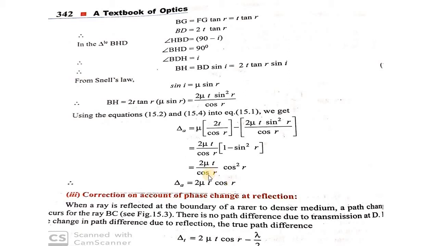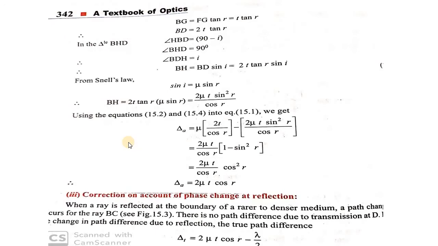Now what happens next is the correction on account of phase change at reflection. We already discussed in the last class that when a ray travels from a rarer medium to a denser medium, at the boundary there occurs a path difference, normally equivalent to lambda by 2. This path difference gets added to the path difference between the interfering waves.